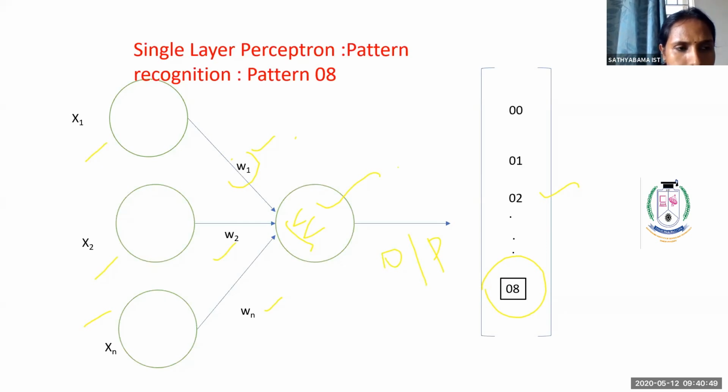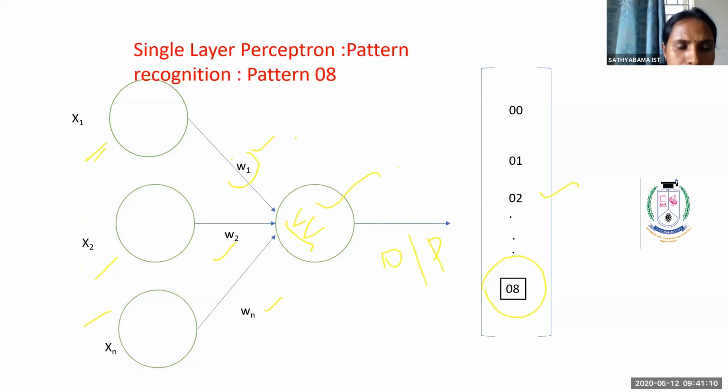Say, for example, if you want to identify a particular person, that particular person's features are nothing but the input. Yes or no? They are the input. And the weight value is nothing but the associated information which will help to identify your output. That is called a weight value.